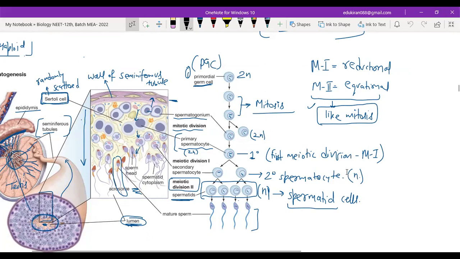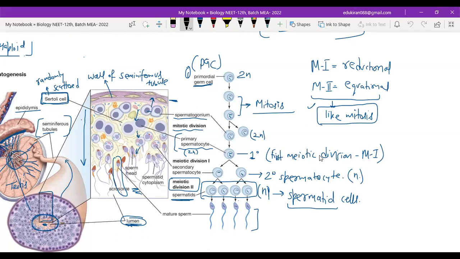If the question comes, which is the first haploid cell in the process of spermatogenesis, what will you say? Primary spermatocyte, secondary spermatocyte, spermatids, or spermatogonium? Secondary spermatocyte is the first haploid cell. Primary spermatocyte is diploid, that is what I was telling you. When primary spermatocyte starts meiosis, you know meiosis has 2 division cycles, meiosis 1 and meiosis 2.